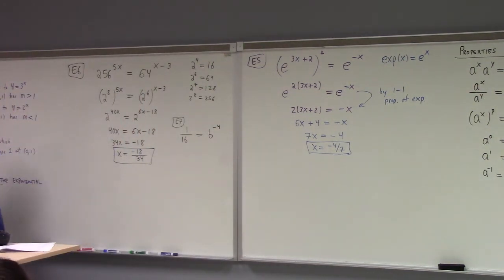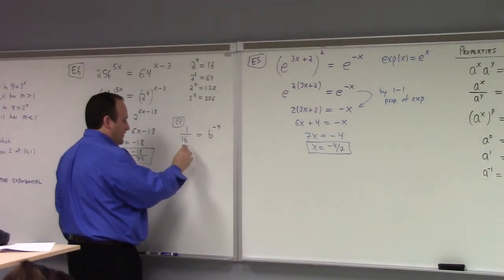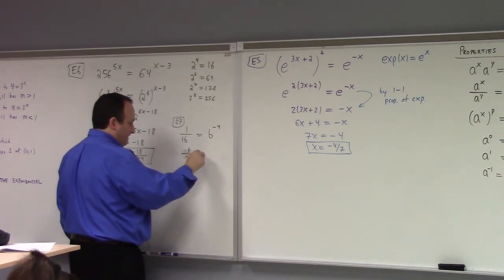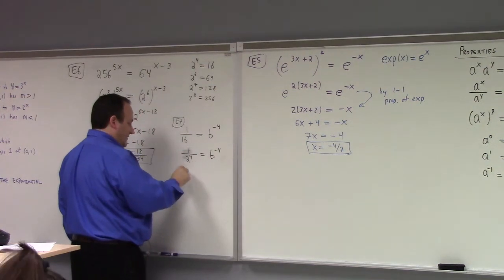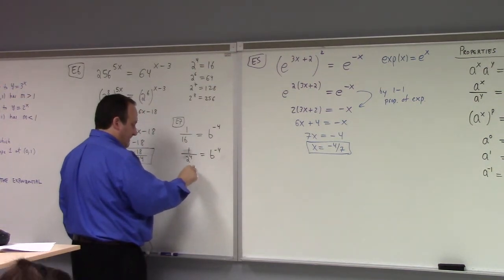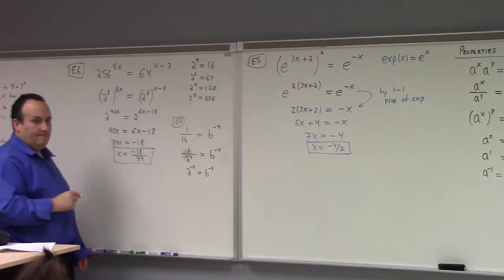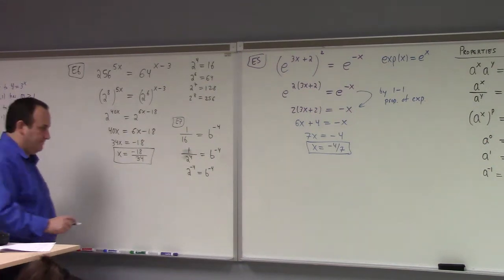Well, you go, okay, well, that's 1 over 2 to the 4th, right? Which really gives me 2 to the minus 4 equals b to the minus 4. So what's the solution? Two equals b, right?